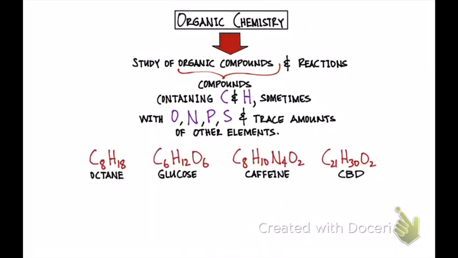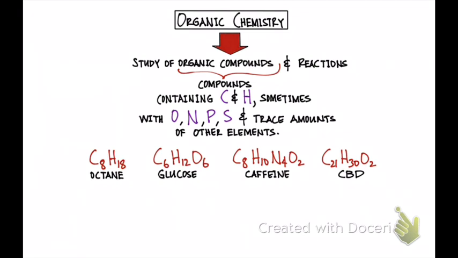Here are a few examples of organic compounds that are present naturally. So there's octane, which is an organic compound that's present in fuel. We have sugars, like glucose, sucrose, fructose, caffeine, and CBD, which is cannabidiol, one of the components of marijuana. So you have CBD oil and also THC, which is the more potent component of marijuana. So these are all examples of organic compounds.